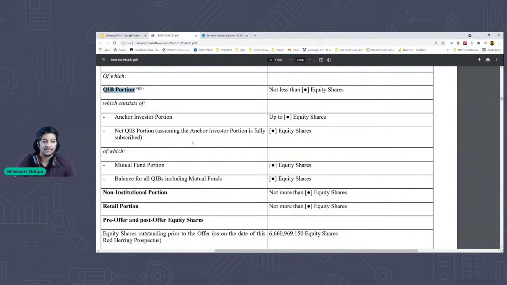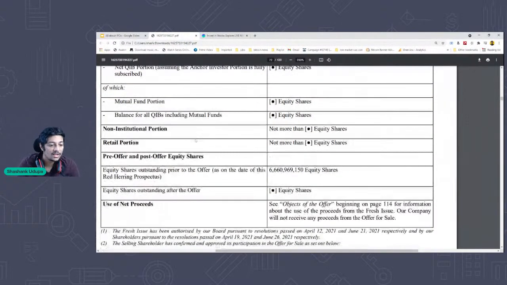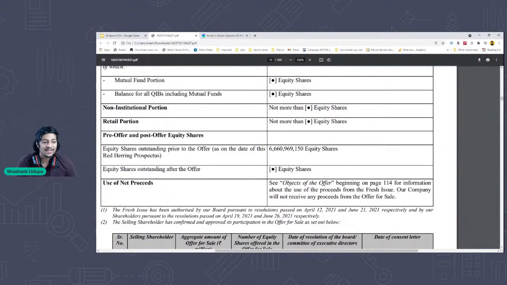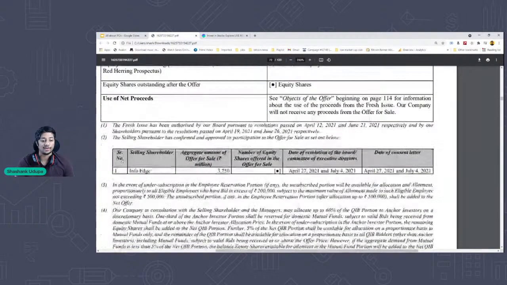So the variation is also there later on. Now, if you see this, this is also very important. This shows equity shares outstanding prior to the offer, right? Before the offer, how many equity shares are there in the company right now? And if you look at this, it is a very big amount. It is almost 666 crore equity shares currently in the market. So that is something that you read from the offer document.